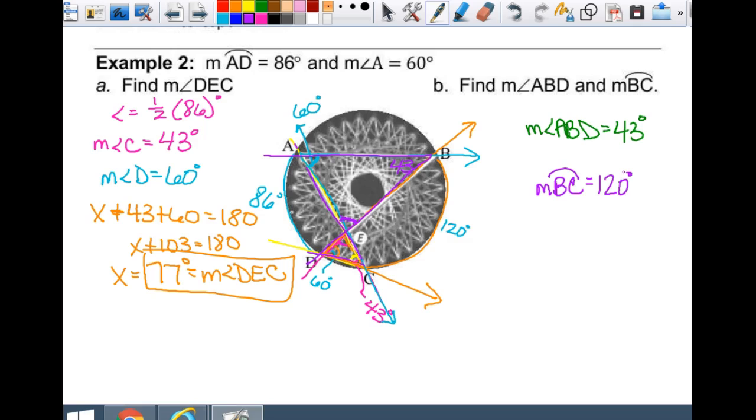So again, just if you're stuck on what to find, forget about what it's asking you. Go find everything you can. Then come back and you probably have stuff labeled that would be helpful. All right.